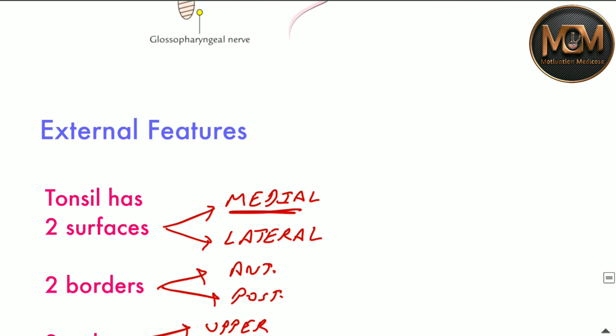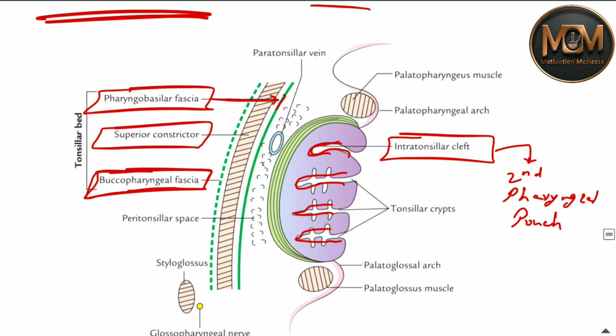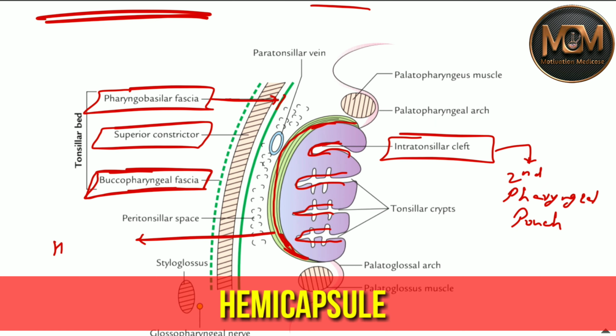Now, if we talk about the lateral surface, laterally you can see there's a fibrous structure present. This is the loose hemicapsule. You can see this is not present all over the tonsil, only half of it is present. That's why we are calling it the hemicapsule.